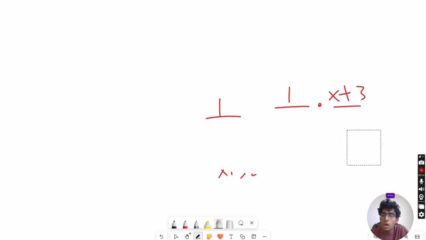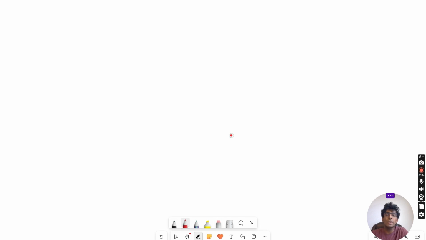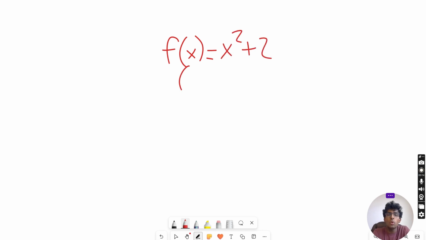All right, let us move on now to the next topic of nonlinear functions. So what are nonlinear functions? We're basically going to be talking about regular functions, but they're not linear. They have higher degrees, like x squared plus 2 or x cubed minus 1, stuff like that. And specifically what we're going to be talking about here is how to plot them, and then also we're going to talk about composition of functions.